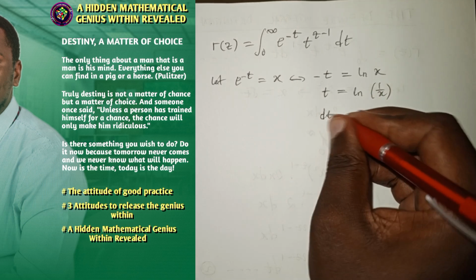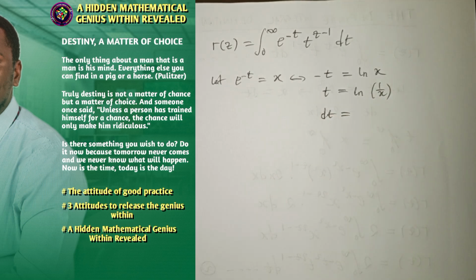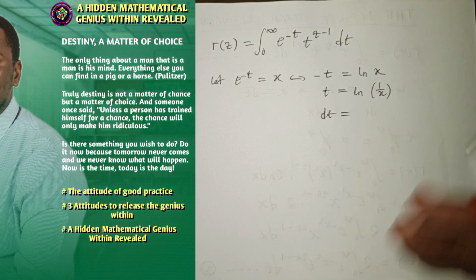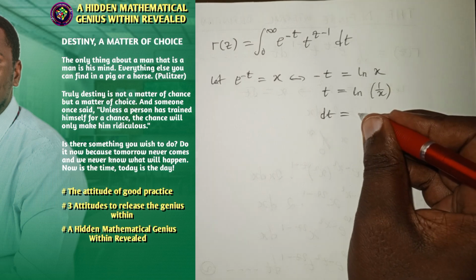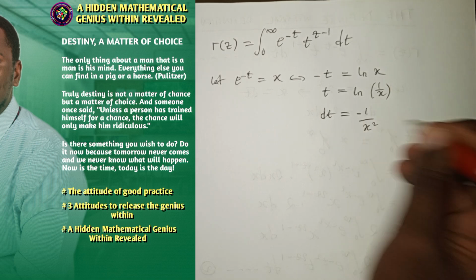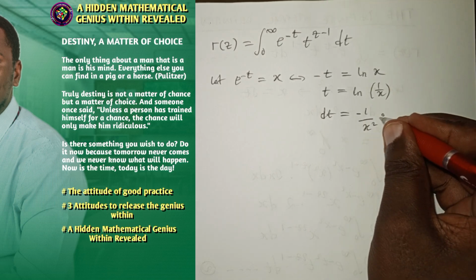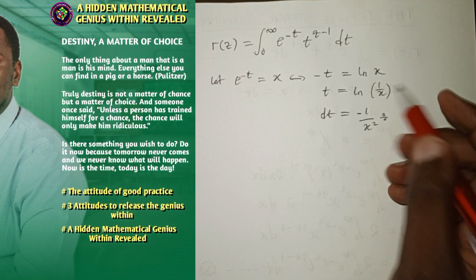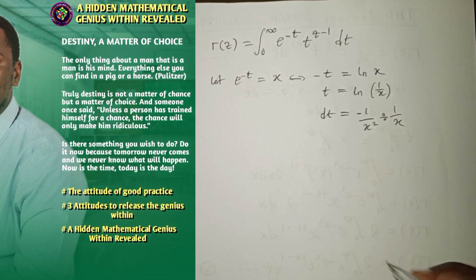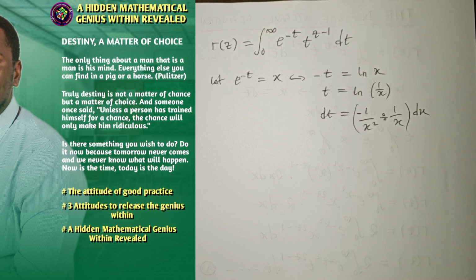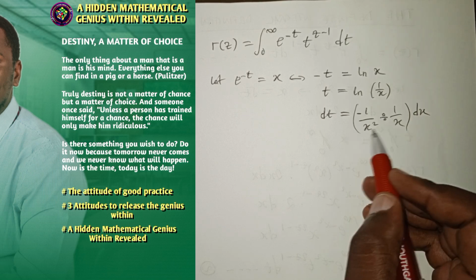So you say dt is equal to, so how do you differentiate natural logs? Okay, so first we differentiate what is inside. So what is the derivative of 1 over x? Derivative of 1 over x is minus 1 over x squared. Then you divide by this same thing, that is 1 over x. Then multiply by dx.